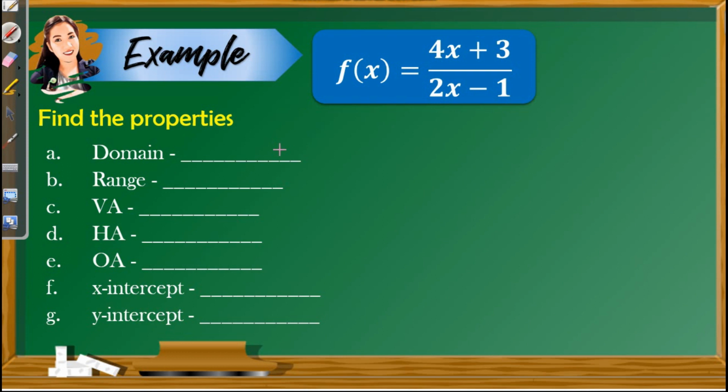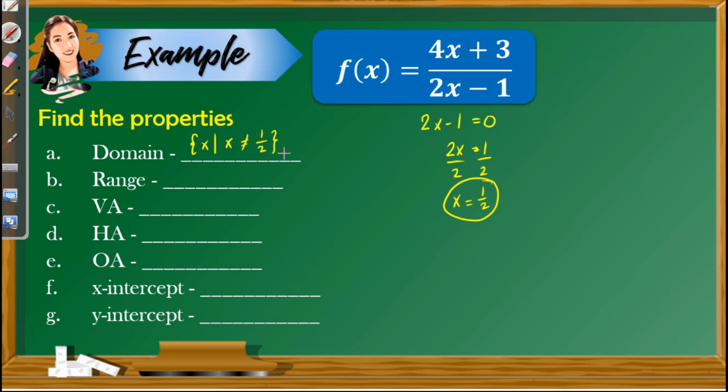In order to find the domain of this function, we need to look at the denominator, so we have 2x minus 1, and then we have to equate this to 0. In doing this procedure, we will be able to find the value of x, so we have 2x is equal to 1, divide both sides by 2, so we have x equals 1/2. So what is the meaning of this? This is the value that must be excluded in the domain of the function. Therefore, we have the domain: the set of x such that x is not equal to 1/2.